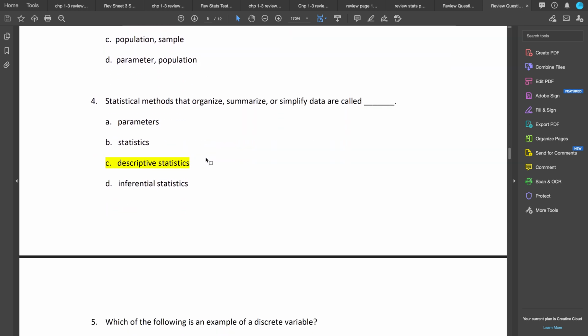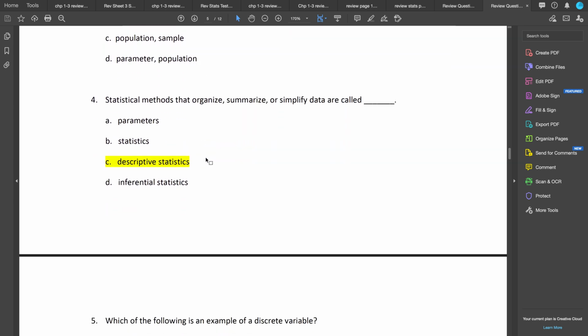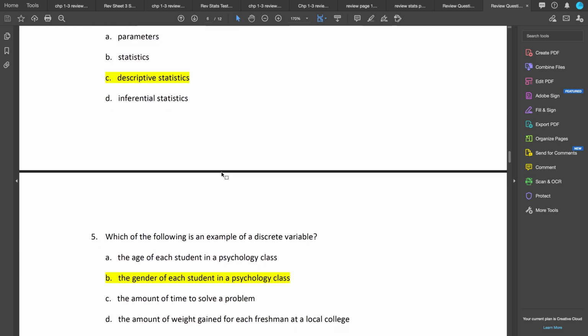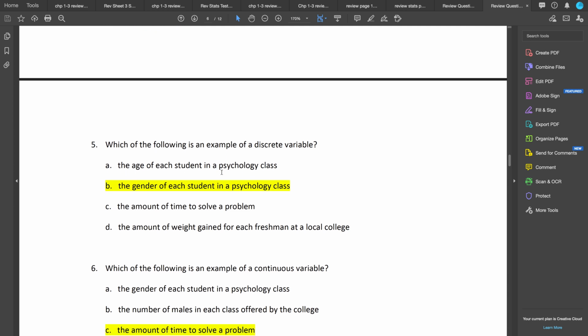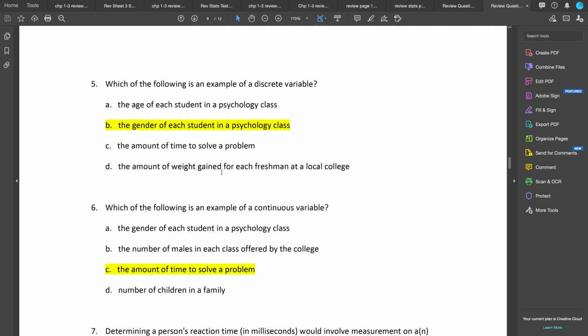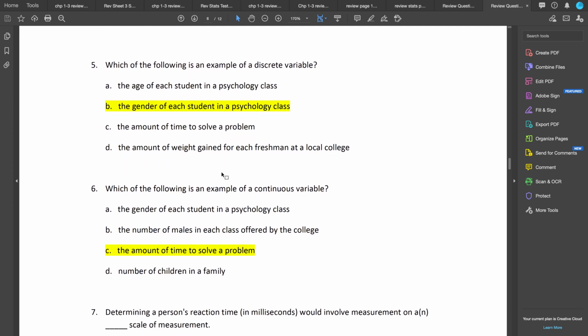Okay. Statistical methods that organize, summarize, or simplify data are called, in this case, descriptive statistics, because all they're doing is describing the data. Which of the following is an example of a discrete variable? And I got to tell you, these are the questions that drive me crazy, because I don't feel like I personally am always rock solid on the difference.